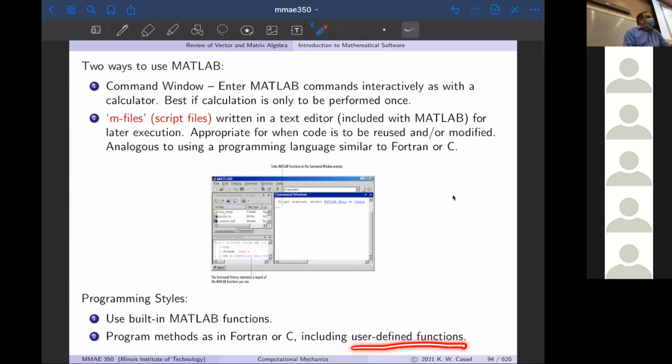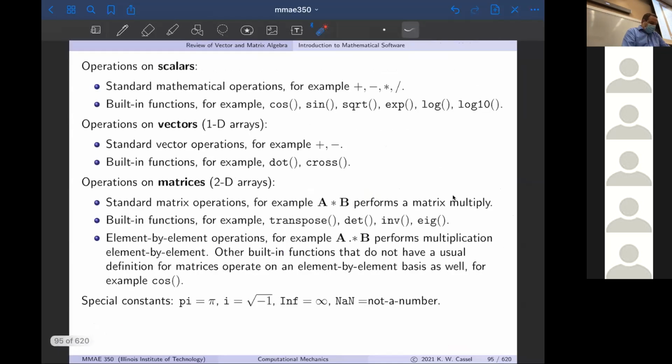So in the problem sets, I'll always make it clear. Should you do this by hand? Should you use built-in functions in MATLAB or Python? Or should you write a user-defined function? So those are the three possibilities. And that's the difference. Built-in function is using built-in functions. User-defined function is a function that you write to accomplish some task using some algorithm.